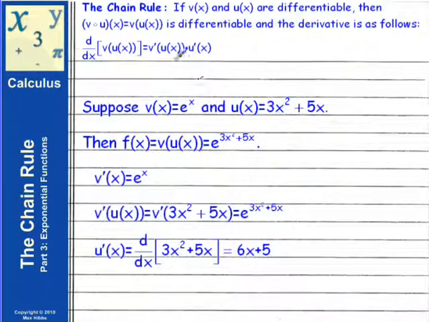So we want to know how to find the derivative. Well, we've got the formula, and the formula requires that we know v prime. If v is e to the x, then v prime is e to the x also. And we need to know v prime evaluated at the inside function u, so v prime evaluated at 3x squared plus 5x. So once again, if we replace this x with something else, then this exponent is replaced with the same thing. And of course we need u prime. That's simply the derivative of 3x squared plus 5x, which of course is 6x plus 5.